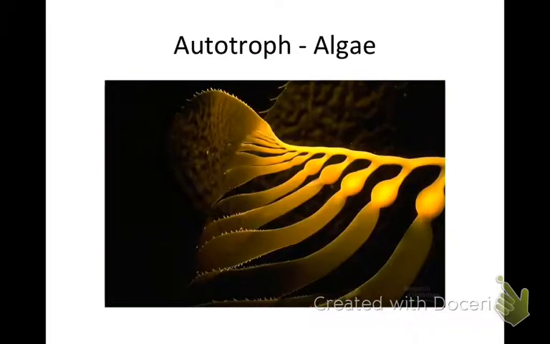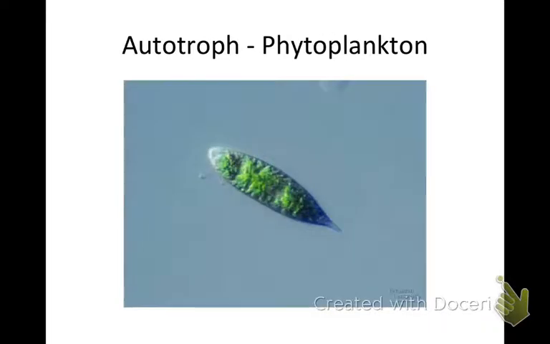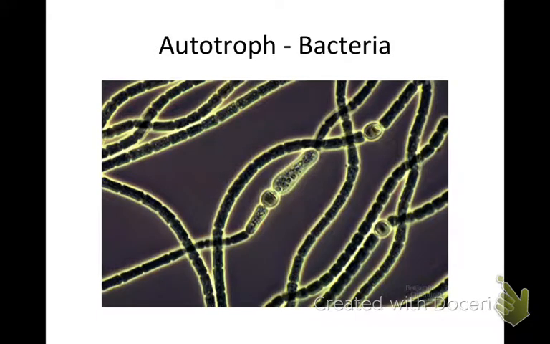But let's go to the flip-flop of that. Well, here we go. The autotrophs are algae. Those are phytoplankton. Those are little bitty squiggly guys that live in the water. They're green, so they go through photosynthesis. Like we said, bacteria at the beginning.